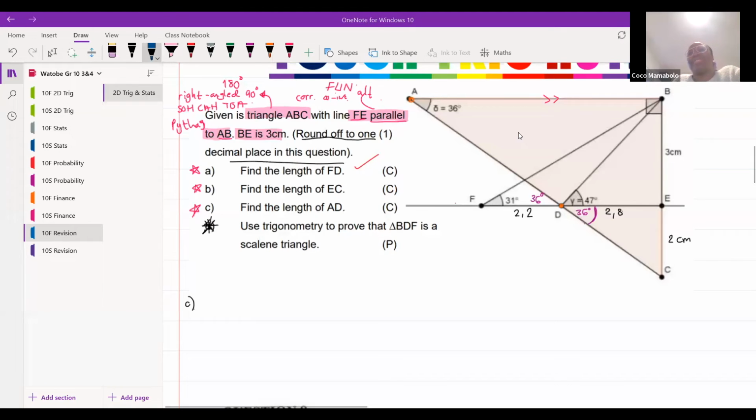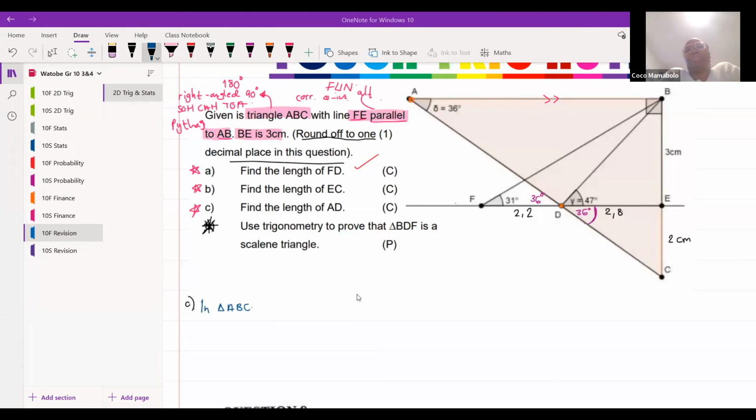So where do I start off? Should I start off with the small triangle DEC, or should I start off with AC? You can choose where you want to go with it. All right, fine. So we're going to look for AC. Okay, cool. Let's look for AC. So we're going to use triangle ABC. Triangle ABC. Excellent.